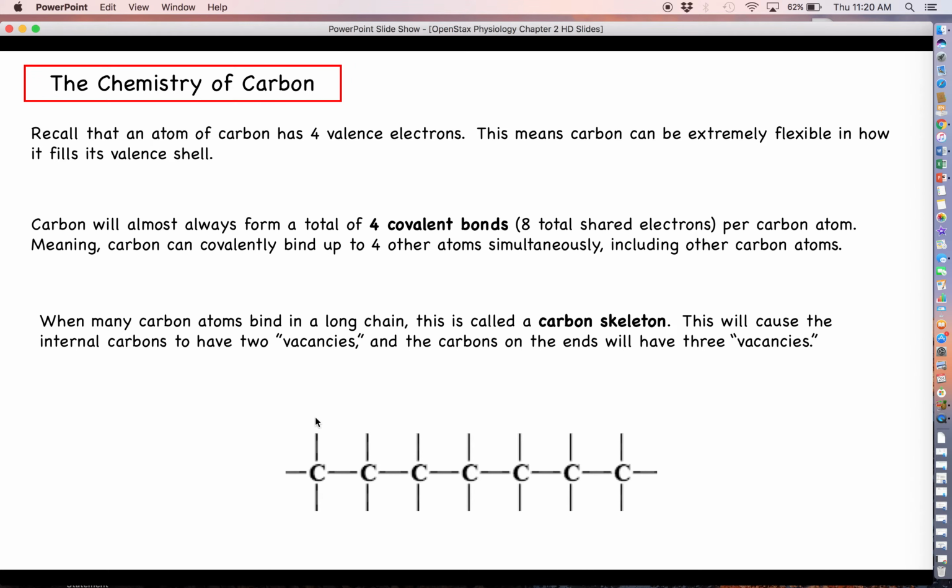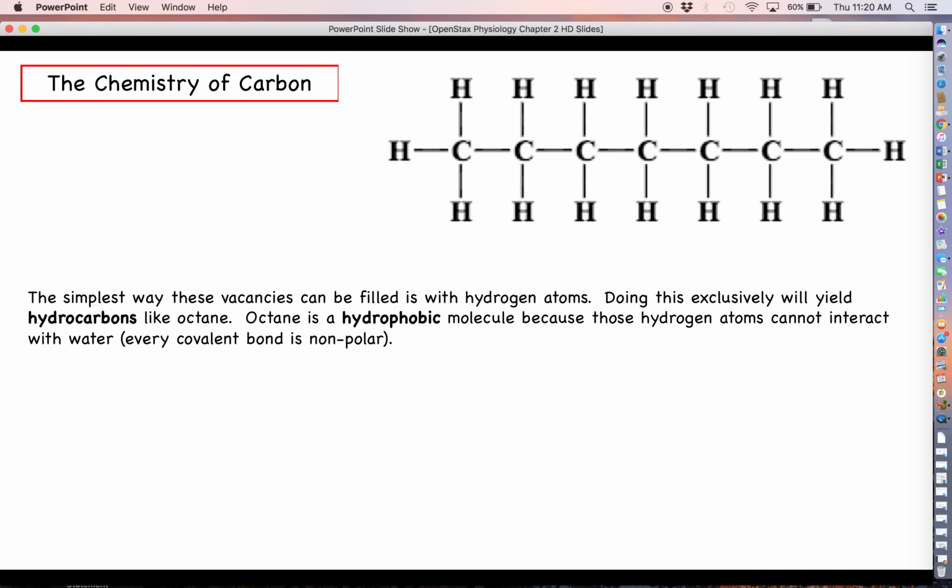If we count them up here, we have a total of 1, 2, 3, 4, 5, 6, 7, 8, 9, 10, 11, 12, 13, 14, 15, 16 different vacancies. For this carbon skeleton, we can attach 16 other atoms in a variety of different combinations, and you can start to see how organic molecules in biology can be very versatile in terms of the types of things that we can build. The simplest and, I guess, laziest way to fill these vacancies is to just attach a whole bunch of hydrogen atoms. In this picture, all 16 vacancies are filled with hydrogen atoms.